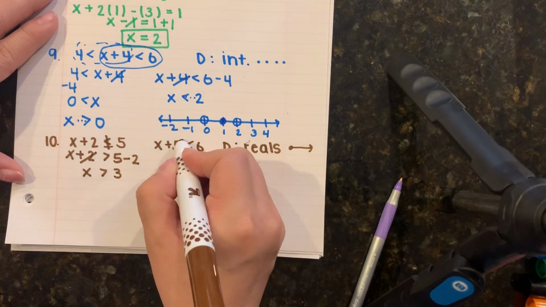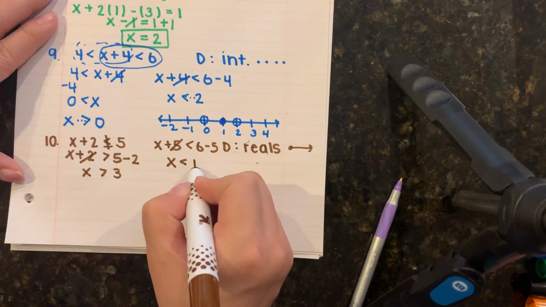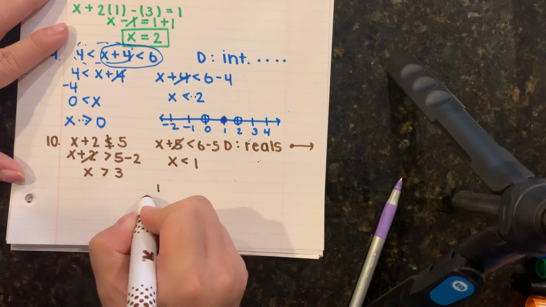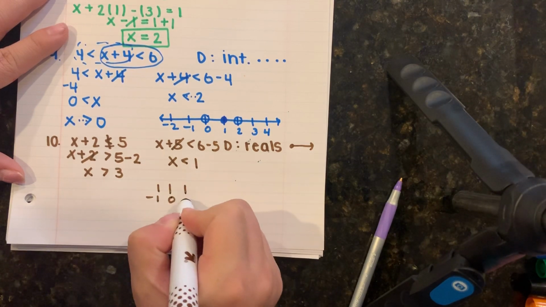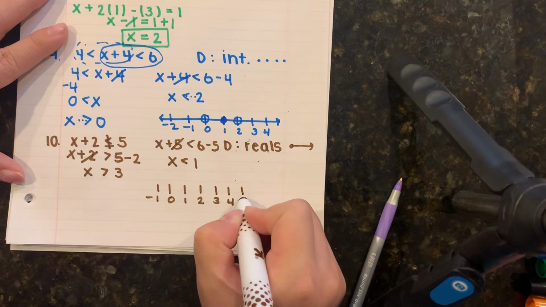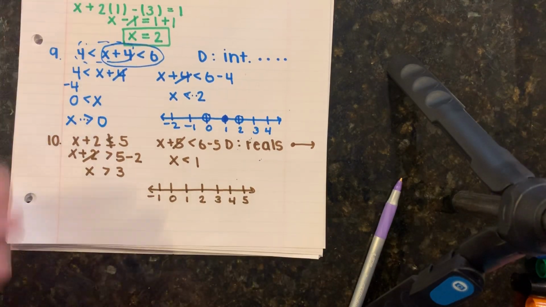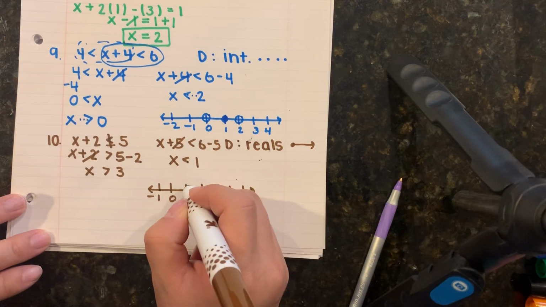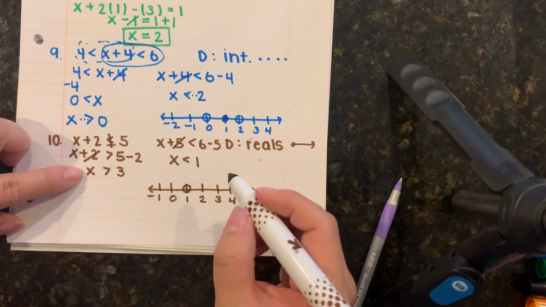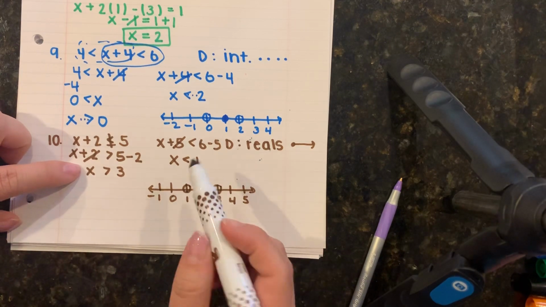Then for this one, I'm going to move the 5 to the other side, subtracting 5. So that means x is less than 1. So now I'm going to draw my number line. I have -1, 0, 1, 2, 3, 4, and 5. Here's my number line. My dot on 1, it says x is going to be less than 1. So that means on 1, I'm going to have an open circle. It says x is greater than 3, which means that I'm going to have an open circle on 3 as well.